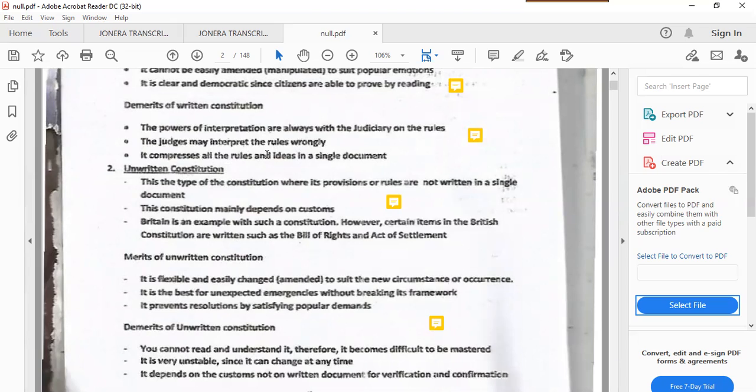It compresses all the rules and details in one single document. Sometimes you need a volume one, volume two, maybe another type of document that can explain certain sub-segments of a constitution even more clearly. But this one is just one single document. Everything has to be compressed in that document, meaning it has to be straight to the point. You can even miss out certain things that you thought were not important but are important. So that's one of the disadvantages. It compresses all the rules and ideas in a single document, which is not so good. So that's it about a written constitution. Have you gotten something from that?